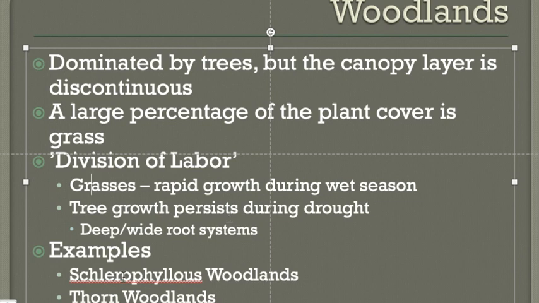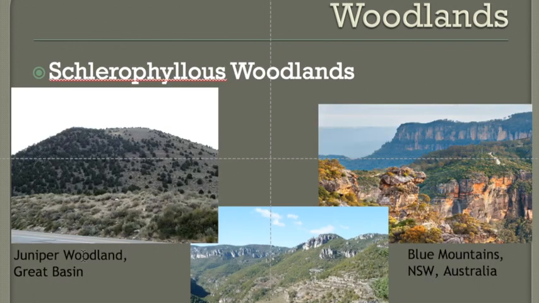So the two types of woodlands we often talk about are sclerophyllous woodlands and thorn woodlands. Sclerophyllous just refers to the type of leaves they have. They have really tough, thick leaves in a sclerophyllous woodland, and then a thorny woodland is just dominated by trees that typically have some kind of thorns on them.